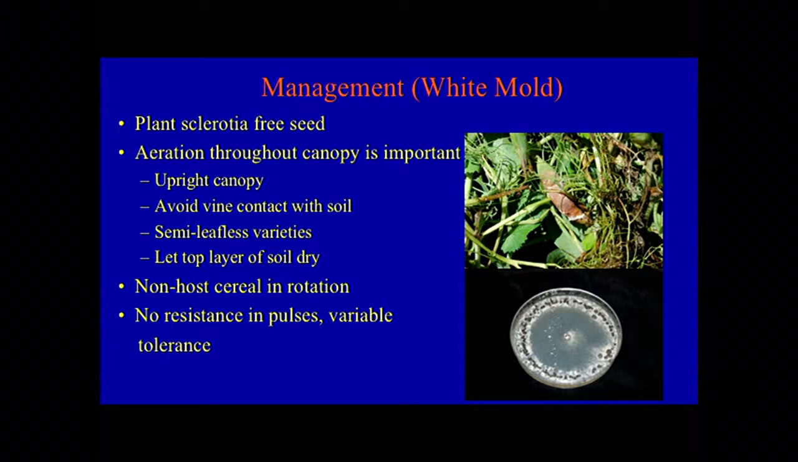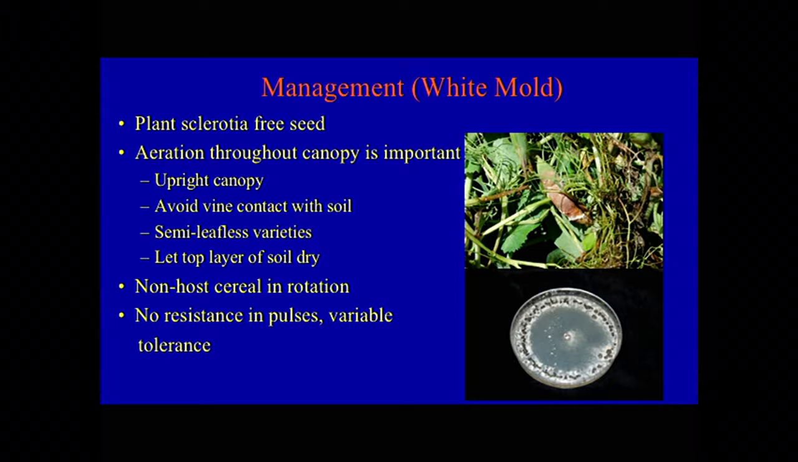So what's the management strategy for white mold? You want to plant sclerotia-free seed. A lot of seed that's harvested may have to be cleaned, like I showed you, the sclerotia that formed in the pea pods. So they need to be sclerotia-free. You try to maximize the aeration throughout the canopy is important. Upright varieties are better than prostrate varieties.